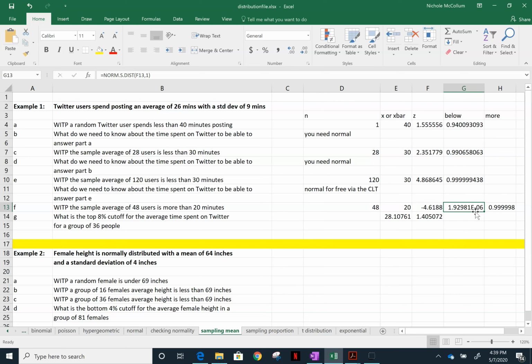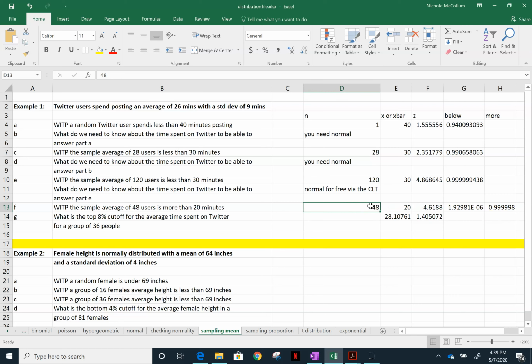So I know the odds, norm S dist, remember, is the area below. The odds of 20 minutes or less is extremely small. Now, this question was more than. So if I want more than, just remember, norm S dist gives you less than. In fact, binom dist, Poisson dist, whatever dist is always giving you less than in Excel. So if you want more than, you will do 1 minus, and that is actually our answer. The chances you're going to see a group of 48 use more than 20 minutes on average is almost guaranteed again. And that's because of the sample size.